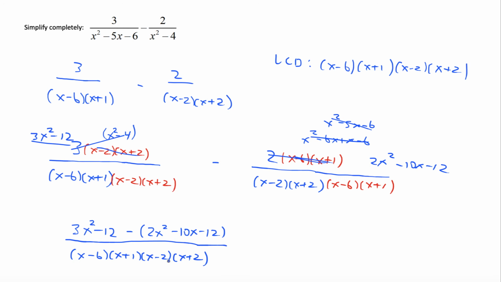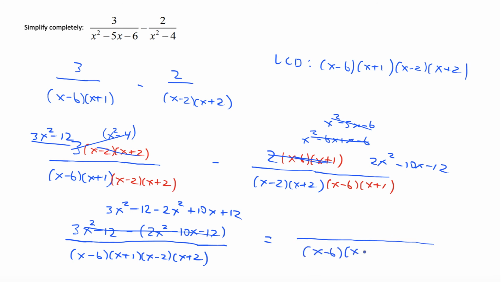So from here, we should just simplify again. Now, of course, be careful with this minus. We want to make sure we distribute it to all 3 terms. So 3x squared minus 12 minus 2x squared plus 10x plus 12. And so then we should get our final answer now. So let me just rewrite everything here. We get x minus 6, x plus 1, x minus 2, x plus 2 on the denominator.